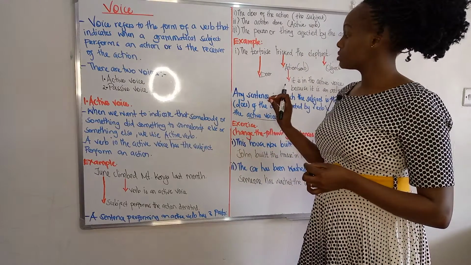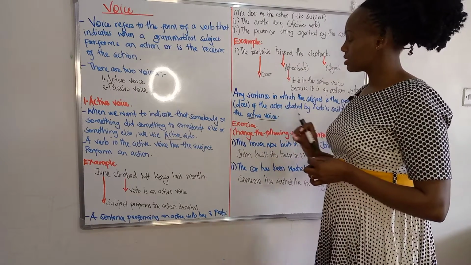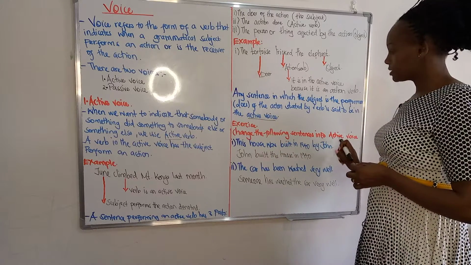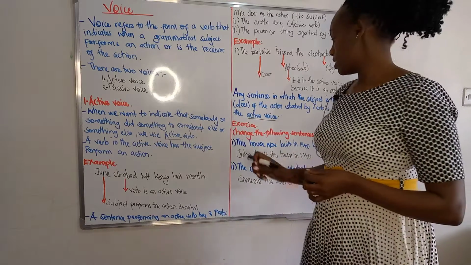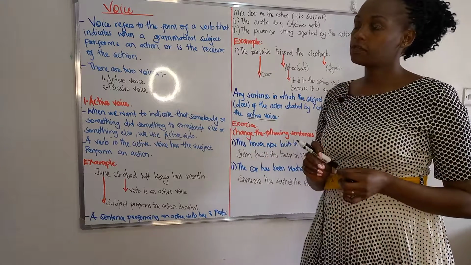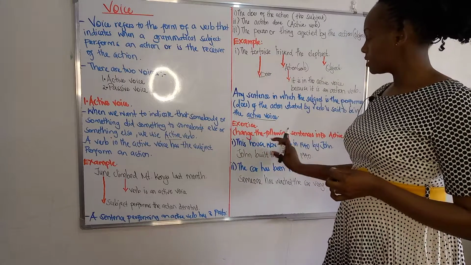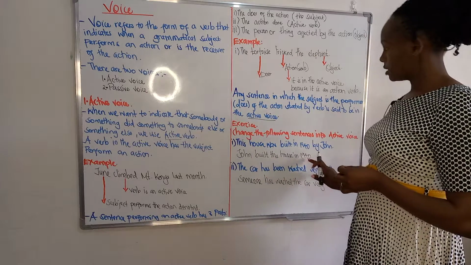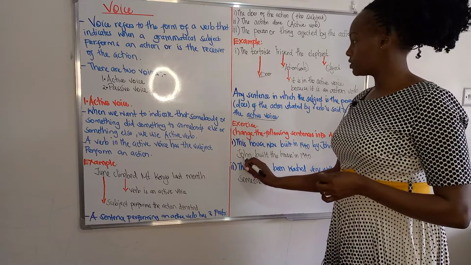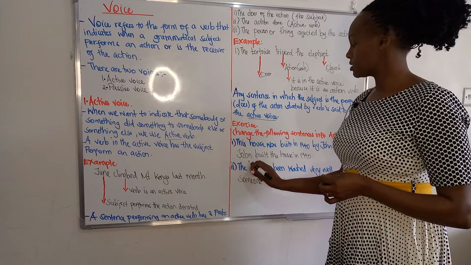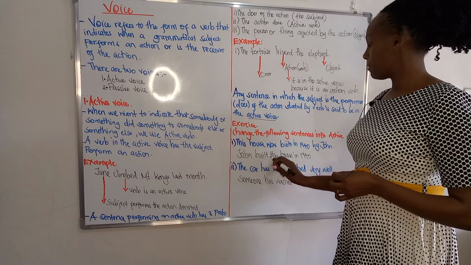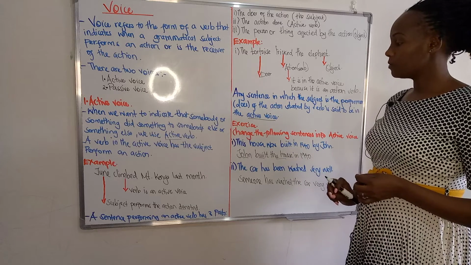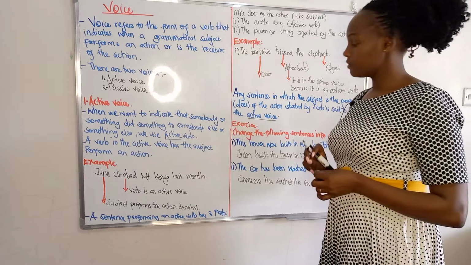Let us now tackle these two exercises. We are required to change the following sentences into active voice. The first sentence: this house was built in 1940 by John. When we change this sentence into active voice, it will be: John built this house in 1940, because now we will have John as the doer of the action, which is the subject. Built will become our active verb, and this house will be our object. That sentence is in the active voice.